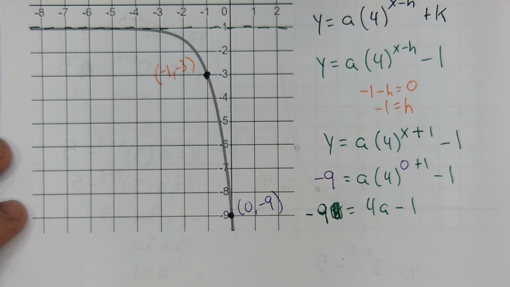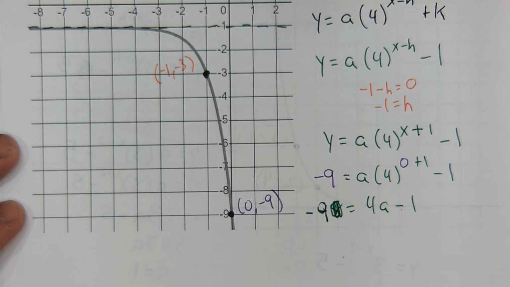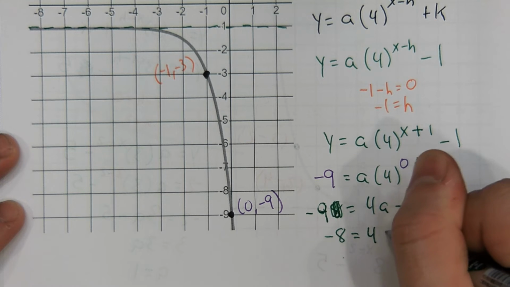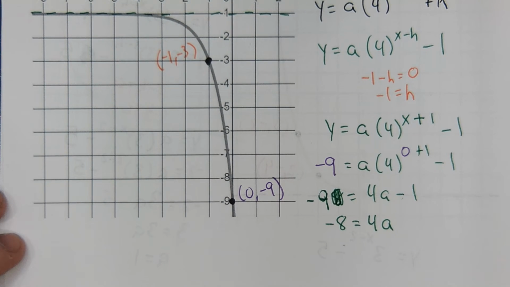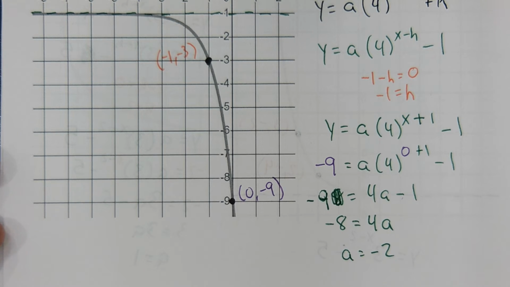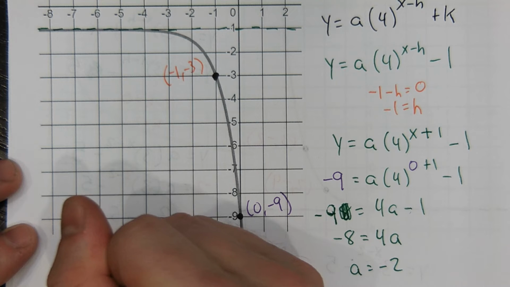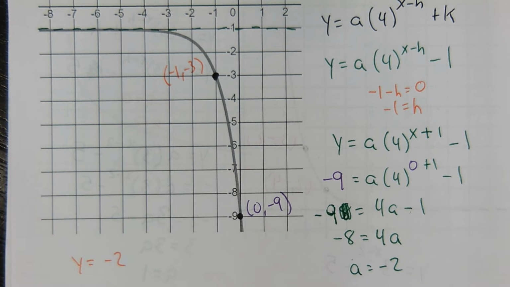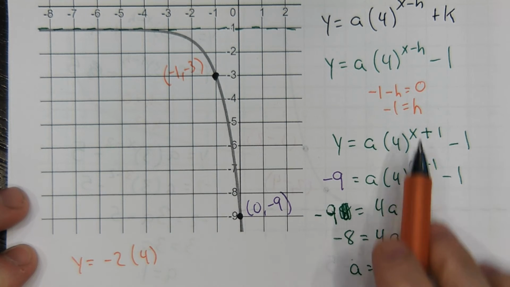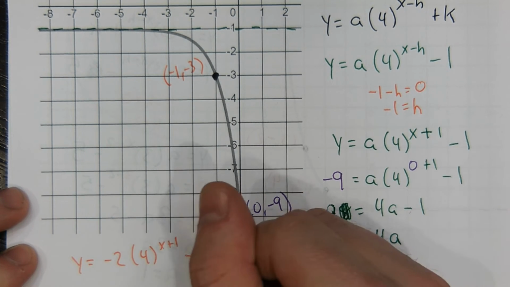I did it. Okay. If you add this 1 over here, that's where that -8 is going to come from that I wrote down, thinking ahead here. And then dividing both sides by 4 gives us our a value of -2. This exponential equation then is y equals -2 times 4 raised to the x plus 1, minus 1.